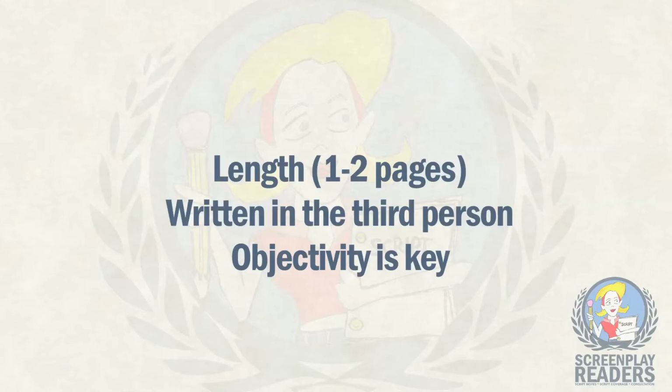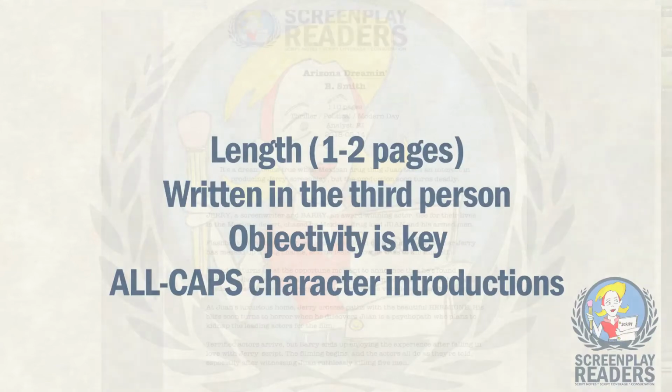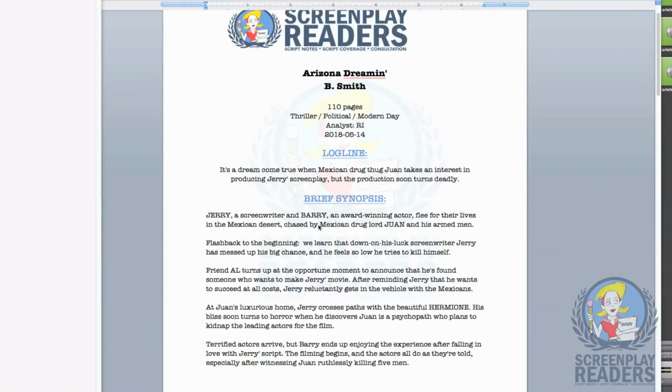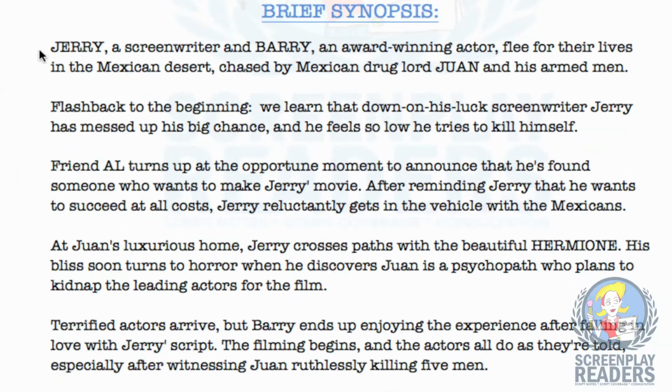Another common element is that script coverage synopses generally introduce the characters in all caps the first time we see those characters in the synopsis, and then they return to title case for the rest of the synopsis anytime they appear. So let's take a look at an example coverage from my company, Screenplay Readers. The very first line of the synopsis reads: Jerry, a screenwriter, and Barry, an award-winning actor. This is the first time these two characters are showing up. The next time we mention them, they're going to be in regular title case.